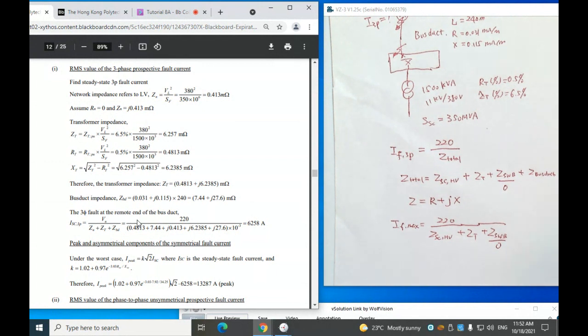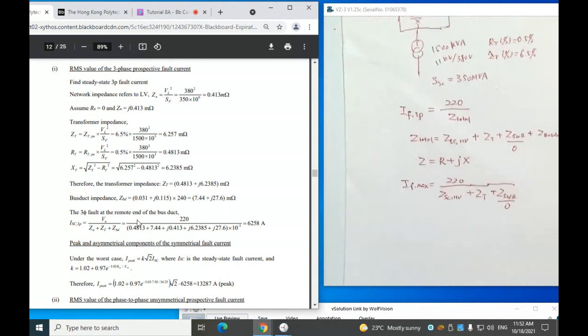So you can find out the maximum fault current by yourself, because this is just a simple calculation job. It's nothing special. Any questions for this part? If no, then we move to part 2.